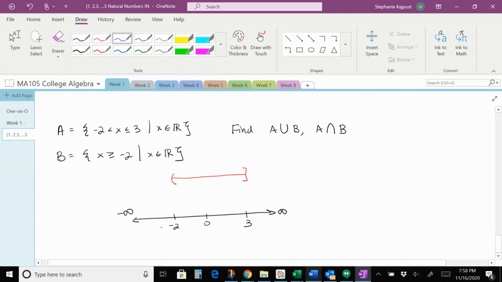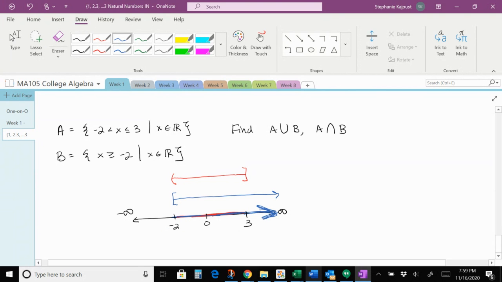For B, we're greater than or equal to -2. So the equal to means we're going to have a bracket. And then we're greater than, so we're going all the way across. So if we're looking at the union, we're looking at where our lines are shading. So that's A, and then we've got B on top of it for a section.